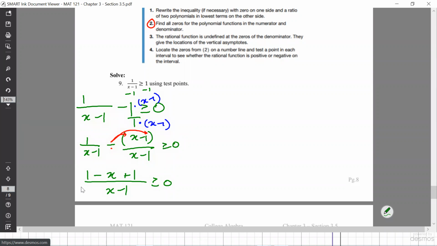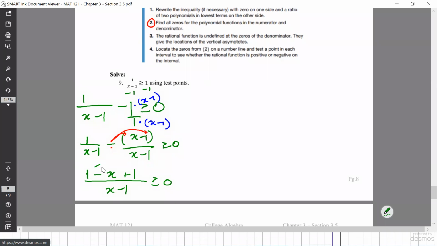What does that numerator clean up into? 2 minus x. Yeah, so 1 plus 1 will give you 2, and then you end up with 2 minus x. So 2 minus x over x minus 1 greater than equal to 0. Clean up your function before you start worrying about graphing it, test point method, whatever they ask you to do. So now we're ready to do the test point method.